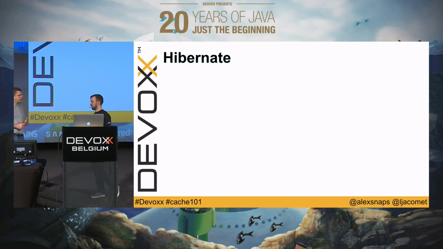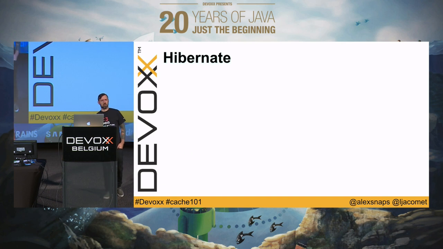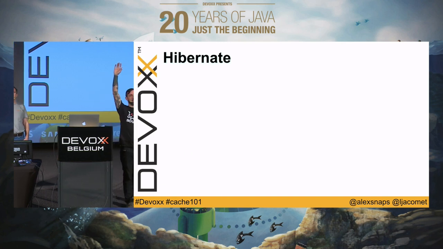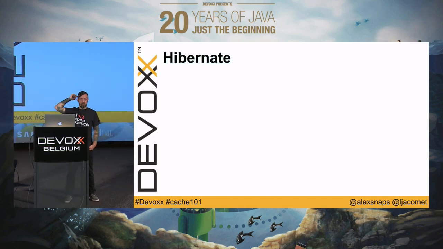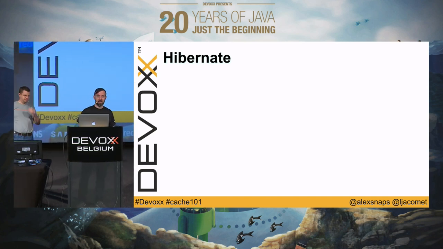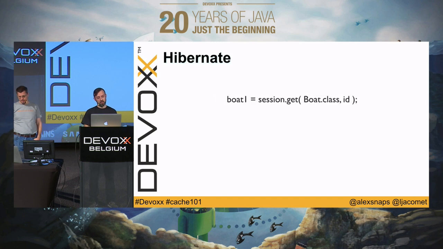One more item, because of Hibernate. So, who knows about Hibernate? Who uses Hibernate? All right. Okay. So Hibernate is an object to relational mapping tool, right? That lets you map plain Java objects to tables in your database, to put it simply.